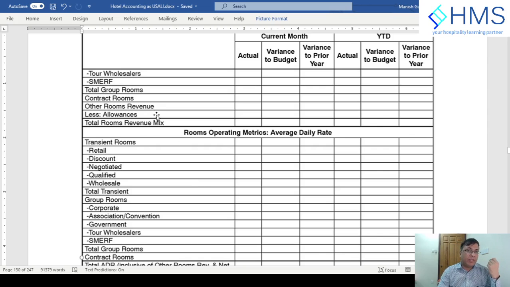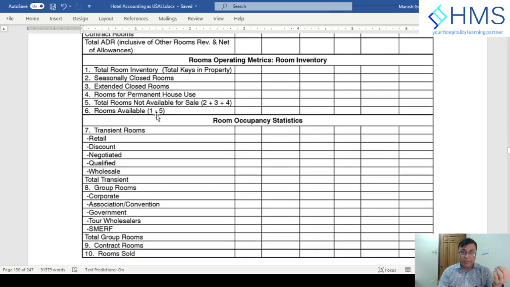The allowances, as we learned earlier, are only for service recovery, discounts given for service recovery. Then you have room inventory. Here for the room inventory, you may want to split the total room inventory into how many are closed, what is available for sale, what is out of order, and what is the total available for sale. You may want to split how much is sold for transient, how much for group, how much for contract, total rooms, and also the complementary.